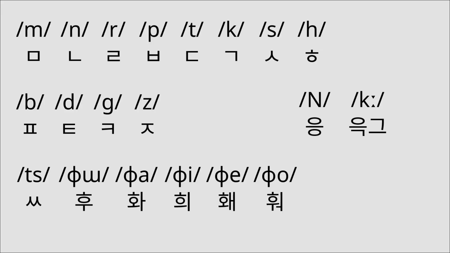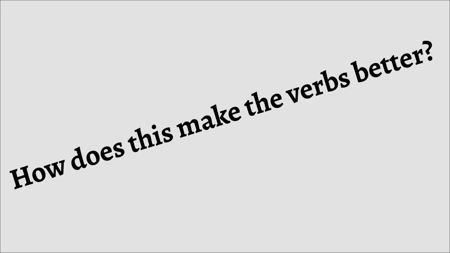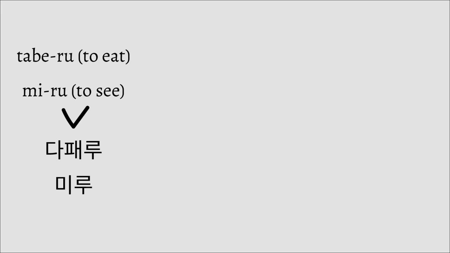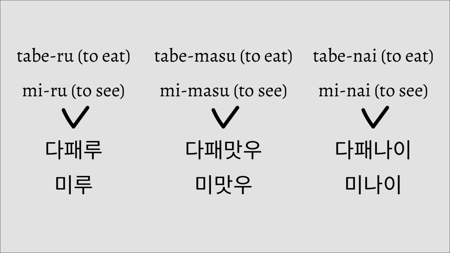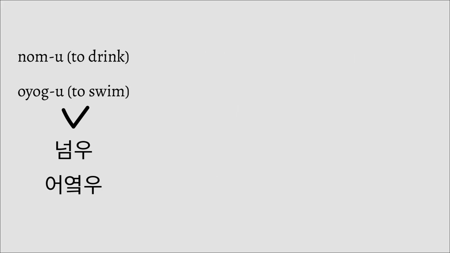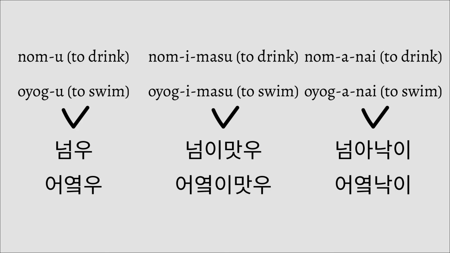Simple, no? So how does this work with u verbs? Well, it keeps the root together. With ru verbs like taberu and miru, the final verb suffix is written with ru, which disappears when conjugating. But with nomu and oyogu, the final verb suffix is written u, just that alone, with the final consonant remaining part of the root. So now, when conjugating these verbs, the root of the verb is intact.